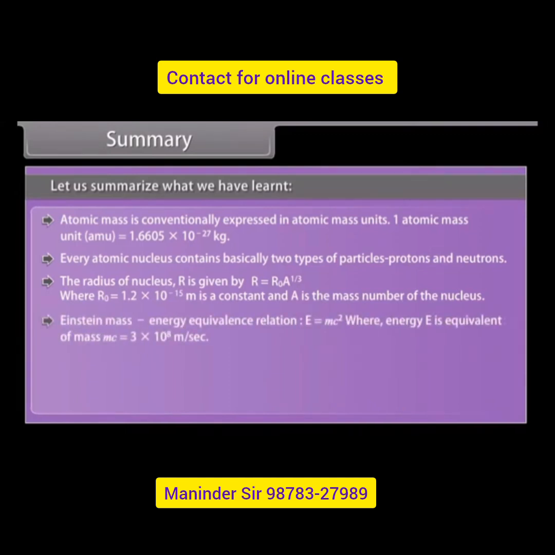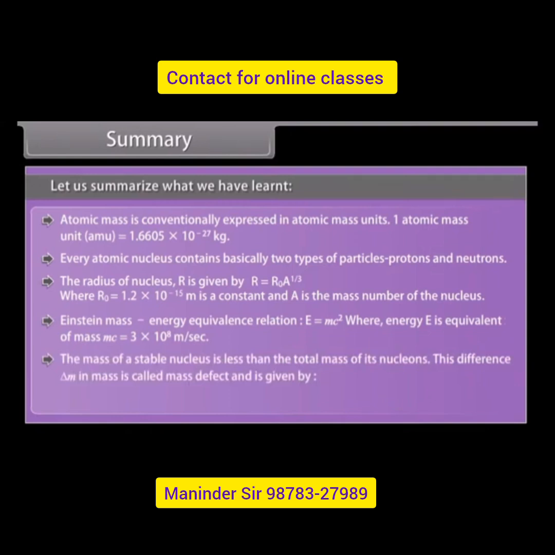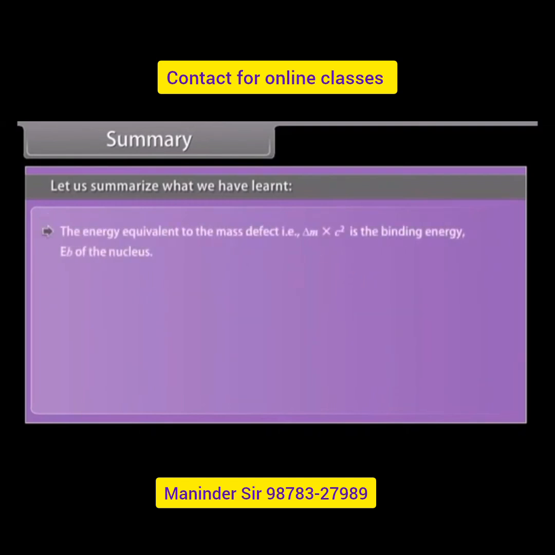Einstein mass-energy equivalence relation, E = mc², where energy E is equivalent of mass m. c is the velocity of light in vacuum, that is 3 × 10^8 meter per second. The mass of a stable nucleus is less than the total mass of its nucleons. This difference delta m in mass is called mass defect. The energy equivalent to the mass defect, that is delta m times c squared, is the binding energy, EB, of the nucleus.